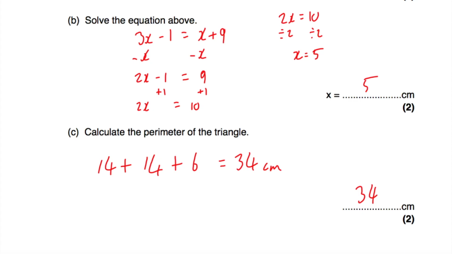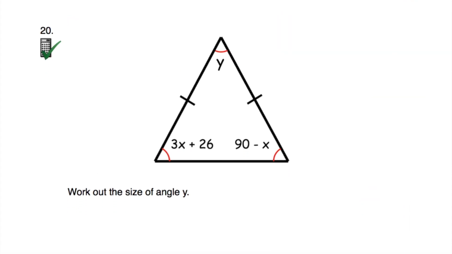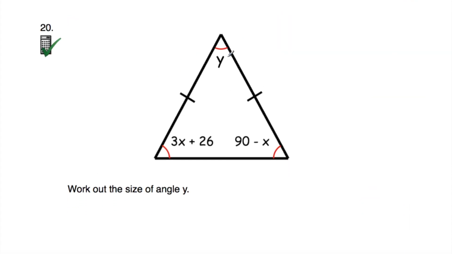Okay, let's look at our next question. Okay, so question number 20. We've got this triangle, and this angle at the top is marked as y. The bottom left-hand angle is labelled as 3x plus 26 degrees, and this angle is marked as 90 minus x degrees. And we've been asked to find the size of this angle marked y.